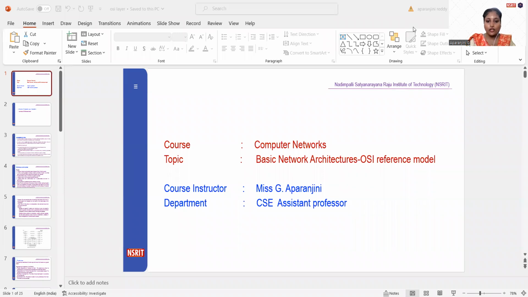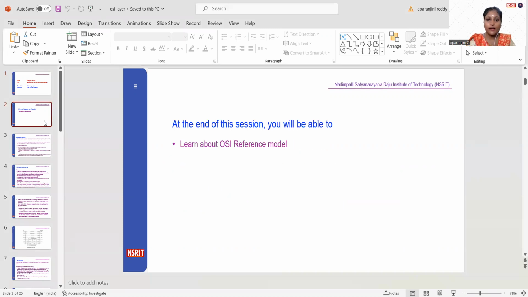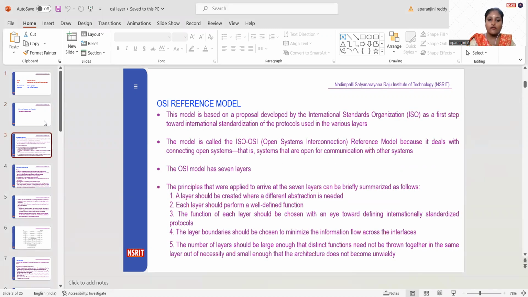Today I'm going to talk about the topic Basic Network Architecture, that is the OSI reference model in computer networks. By the end of the session, you will be able to understand what is meant by the OSI reference model. So first we will see what is meant by the OSI reference model.